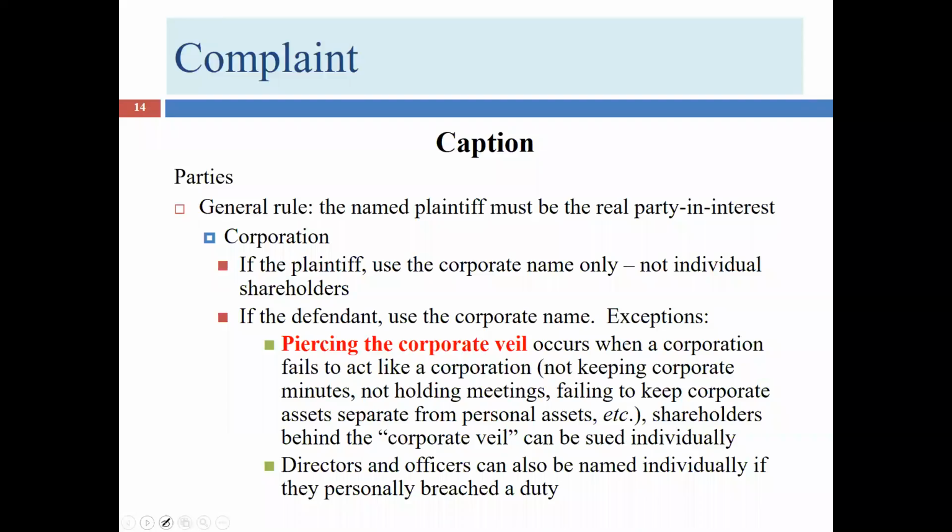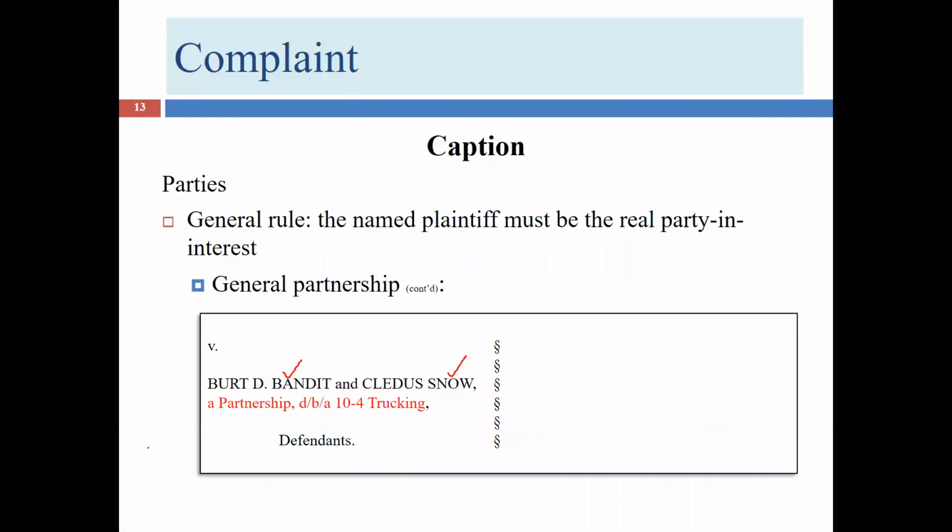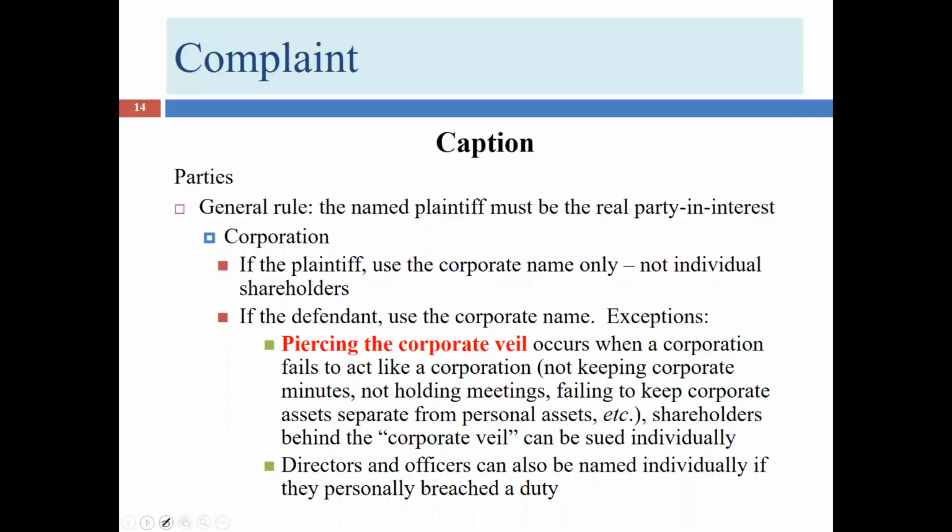Going back to this example, let's say that Bert and Cletus didn't set up their business as a partnership, 10-4 Trucking, but it was 10-4 Trucking Incorporated. Well, Bert and Cletus's personal assets are going to be safe. It's only the assets they've put into this business that are in jeopardy. And so you would just sue 10-4 Trucking Incorporated, and you couldn't sue Bert and Cletus individually in the vast majority of cases. Now, as I say, in the vast majority of cases, there are a couple of situations that are different.